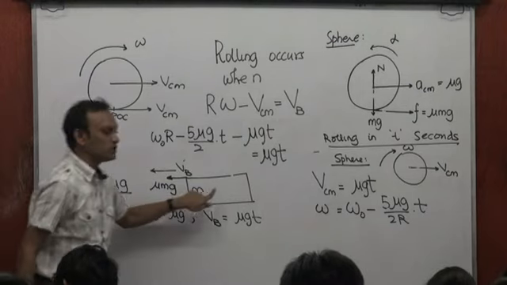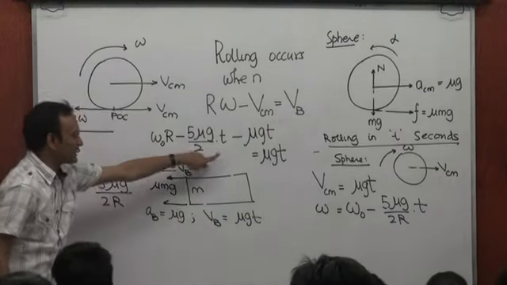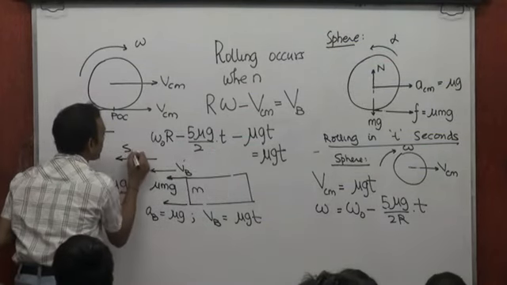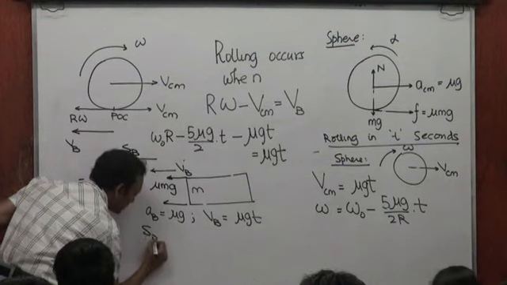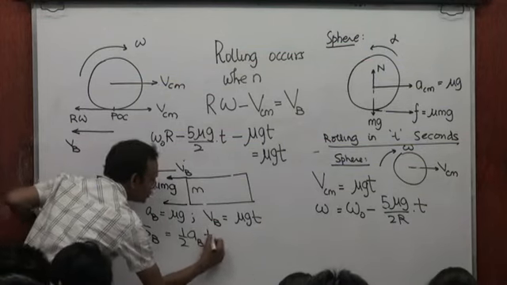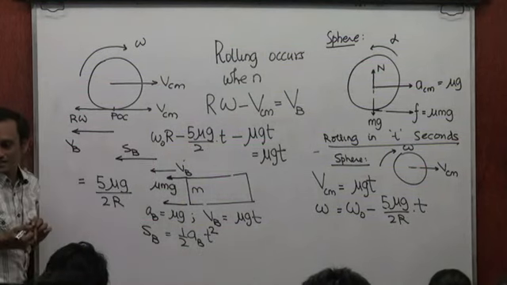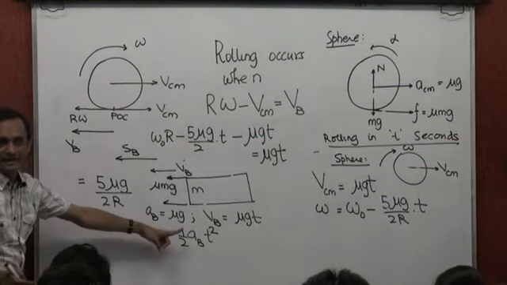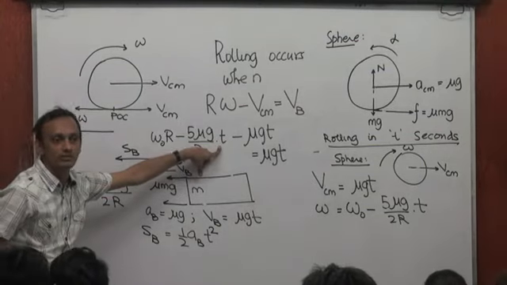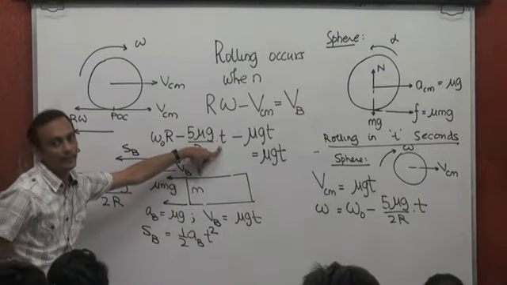Now, look at the block side of the story. In t seconds, which is obtained from here, the distance covered by the block would be half a b, which is mu g, into t squared. That's going to be the distance covered by the block to the left in t seconds when rolling starts, and t is known directly from here. Got me?